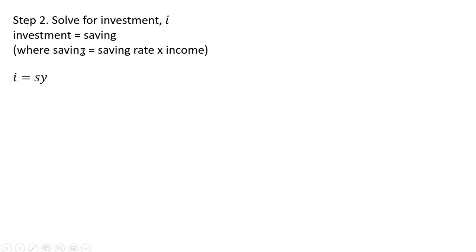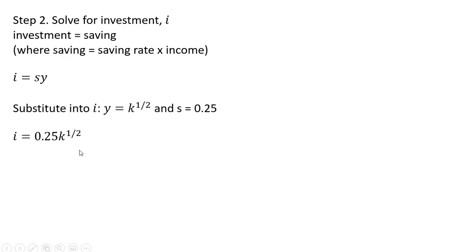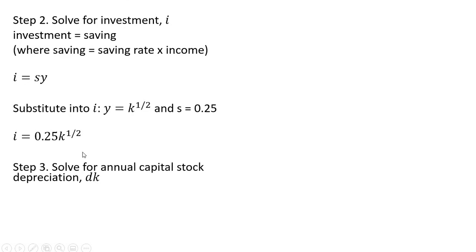Our next step is to solve for investment, lowercase i. Investment equals saving, where saving equals the saving rate times income. So investment equals the saving rate times income, or output. And we're going to substitute into this investment equation. For y, we're going to plug in k to the 1/2 power, and for s, we're going to plug in 0.25. Making those substitutions, we have our investment function.